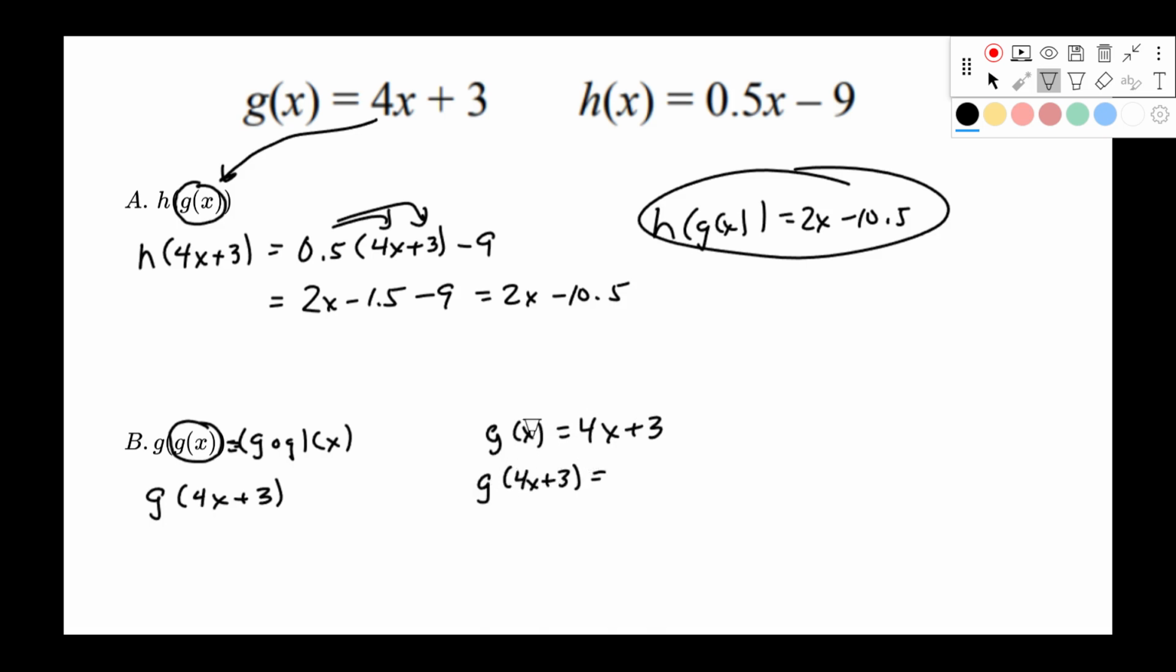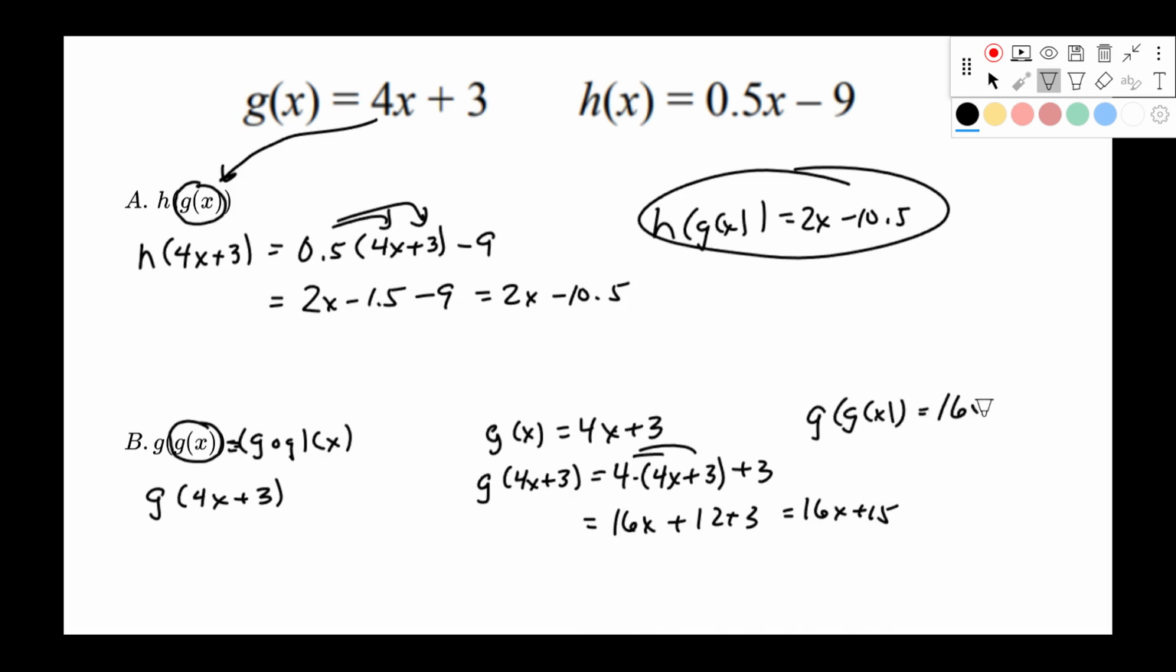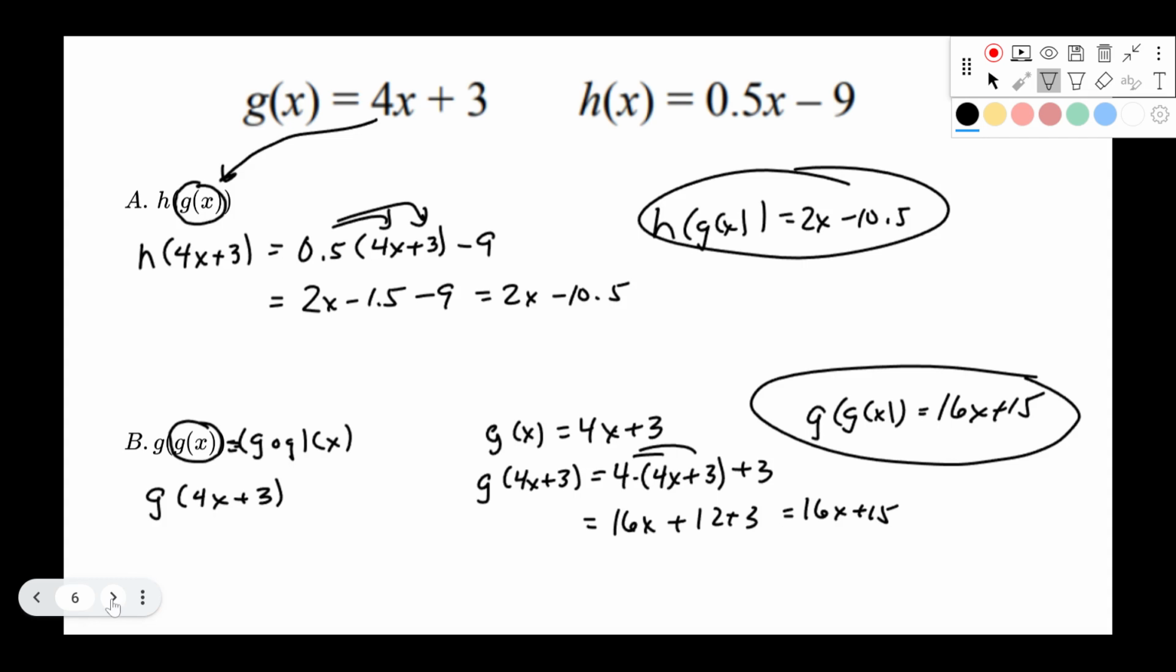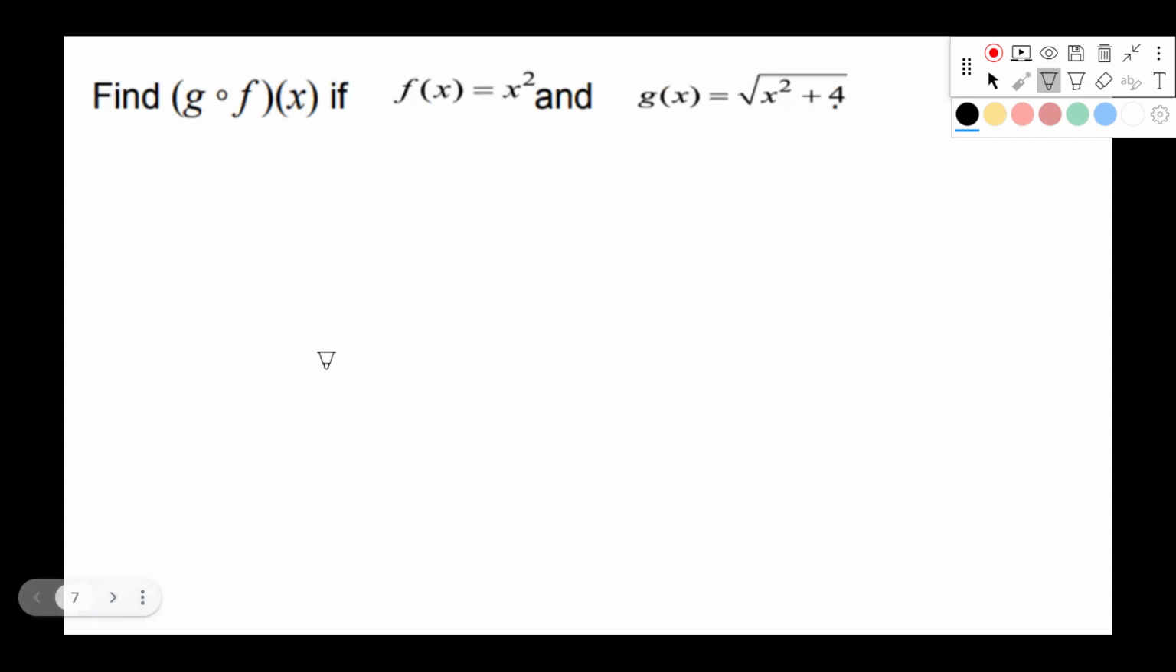So wherever I see an x in g, I'm going to replace it with a 4x plus 3. Everything else gets rewritten. 4 times, there's an x. I put a 4x plus 3 in its place, plus 3. Distribute the 4. 16x plus 12 plus 3. That's 16x plus 15. So g of g of x is 16x plus 15. And that's my answer. Okay, that's how we're doing this algebraically. All right, we're doing it literally with variables.